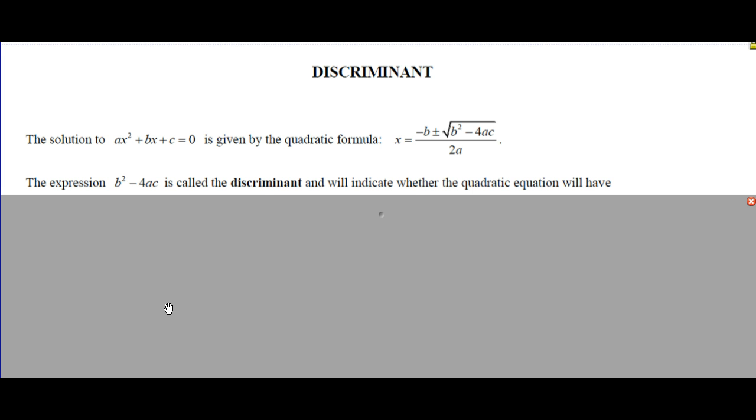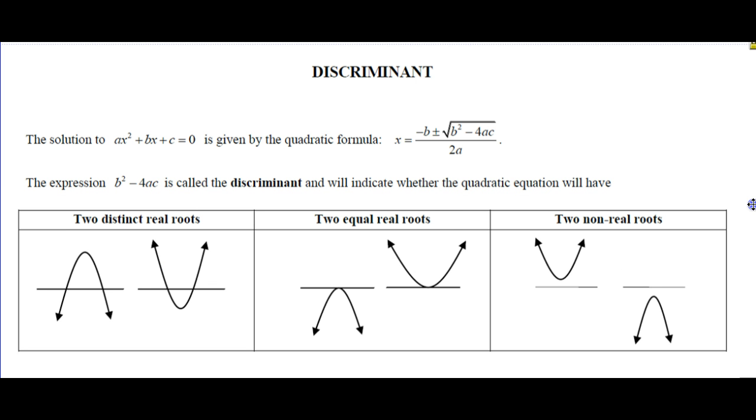So here's the deal. This expression, b squared minus 4ac, right? It's under a root sign. So what does it have to be? What can you take the square root of? A positive number, maybe 0, right? What can't you take the square root of? A negative.